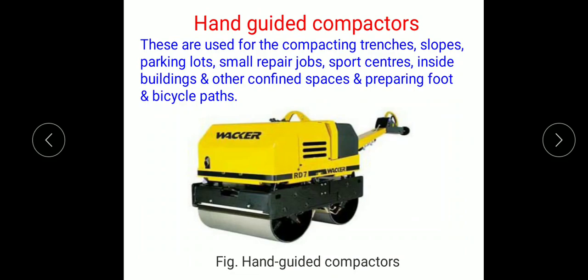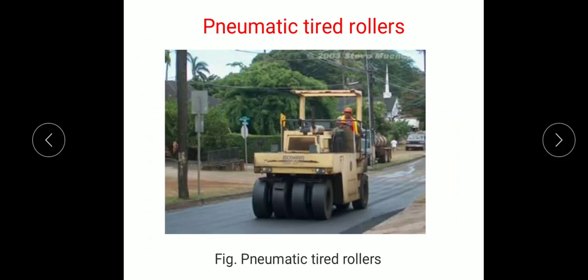Next type is the hand guided compactors. So as the name indicates, we can manually operate this compactor, and these are used for compacting trenches, slopes, parking lots, and for small repair jobs. It can also be used for sports centers and for preparation of footpaths and bicycle paths. So we can operate this compactor by hand, therefore it is called a hand guided compactor.